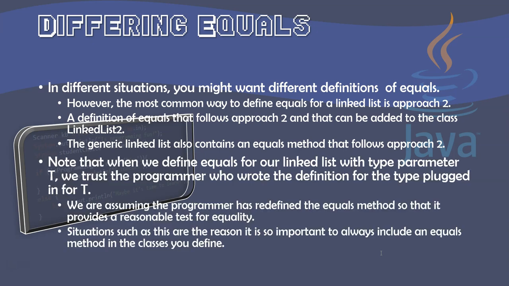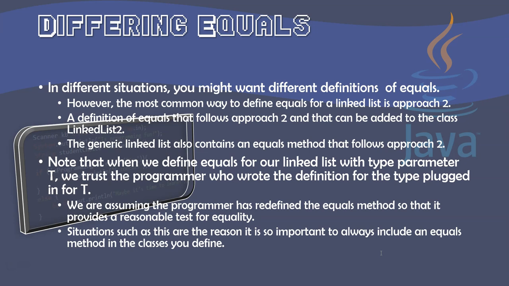Now, note that when we define equals for our linked list with the type parameter T, we're trusting the programmer who wrote the definition of the type plugged in for T. So we're assuming that it has the appropriate methods within it. We're also assuming that the programmer has redefined the equals method so that it provides some repeatable tests for equality. We're hoping that whatever type parameter is being plugged in here, they have their equals method and it's working properly.